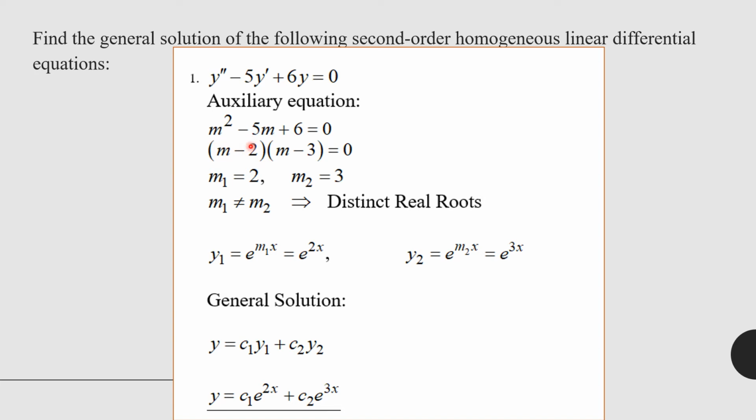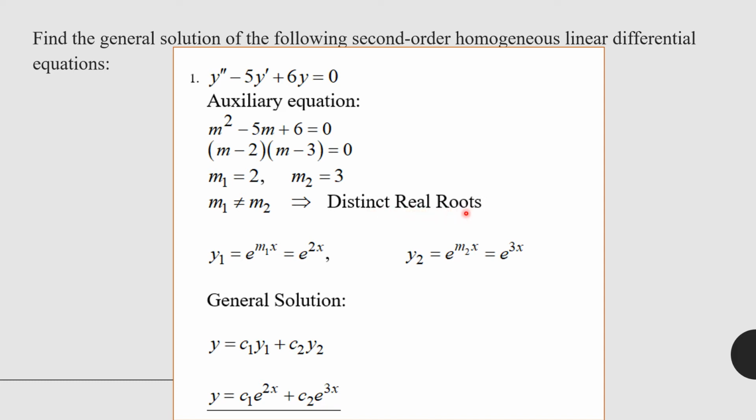So now we have a product of two factors equal to 0. Of course, you can also use the quadratic formula to get the two roots, m1 and m2. Here I'm applying the concept a times b equal to 0. If a equal to 0, if m minus 2 equal to 0, then m must be 2. If b equal to 0, if m minus 3 equal to 0, then m equals 3. So we get two roots, and they are both real numbers, and they are not equal to one another. So we have a case of distinct real roots.